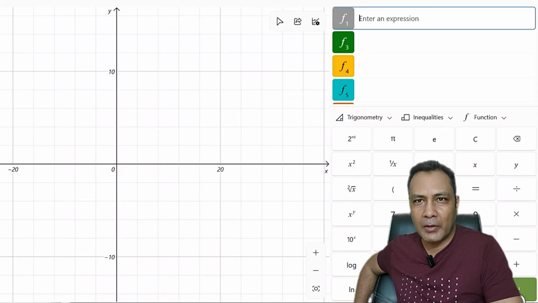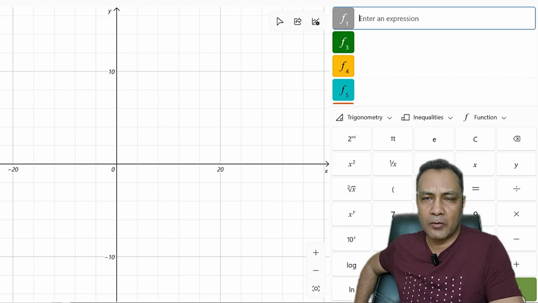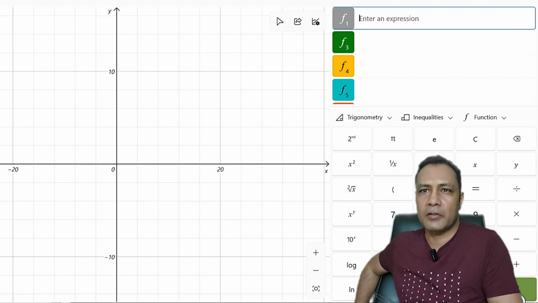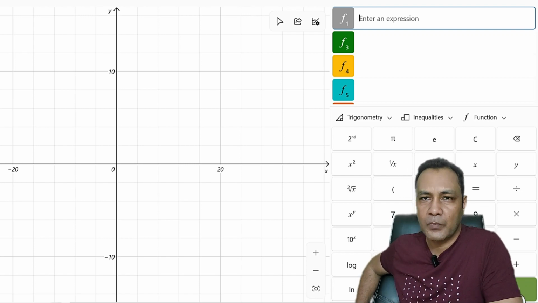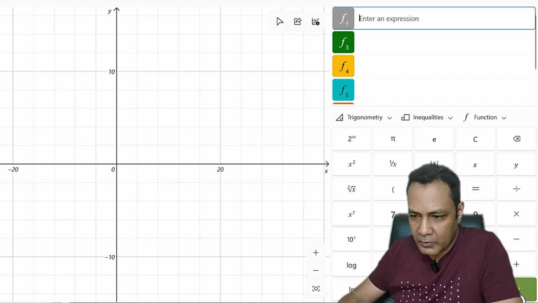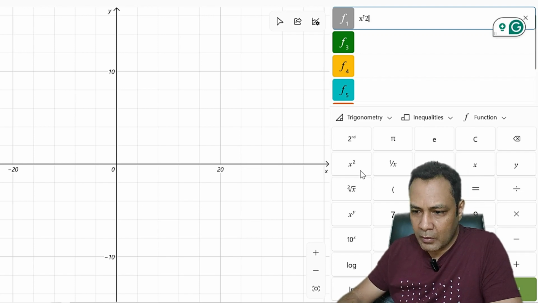So this is a graphing tool. I'll take different values of x square minus y square and see how it looks. Basically, it's going to be a hyperbola. So let me choose first x square minus y square is equal to 1.